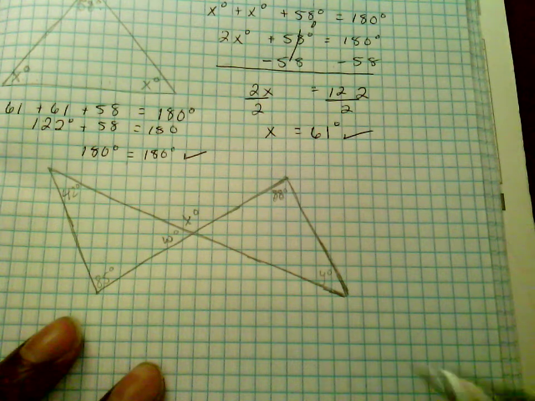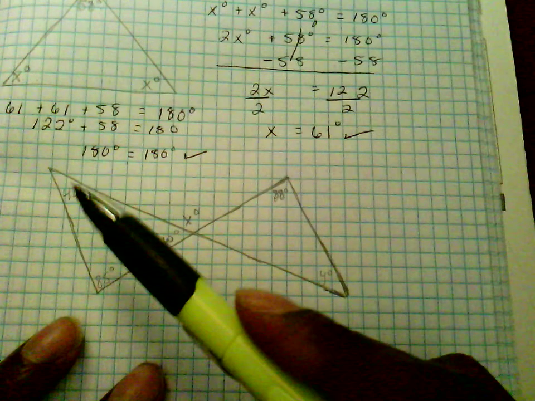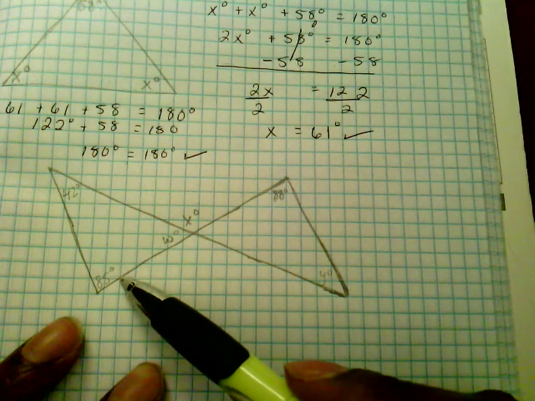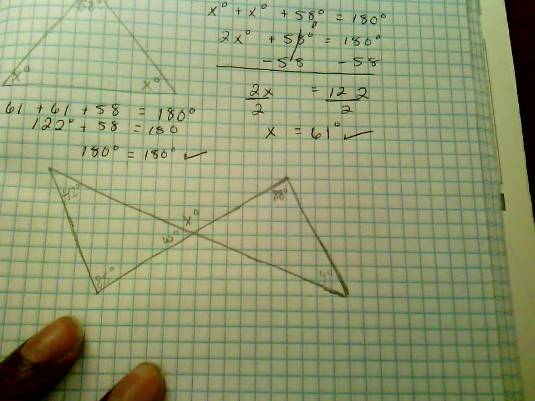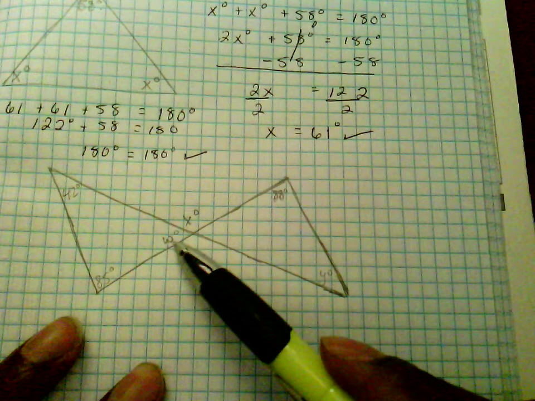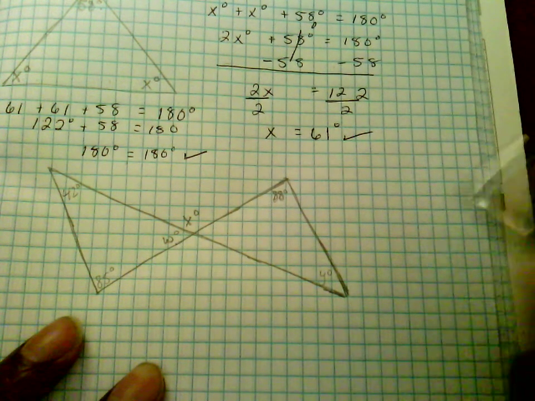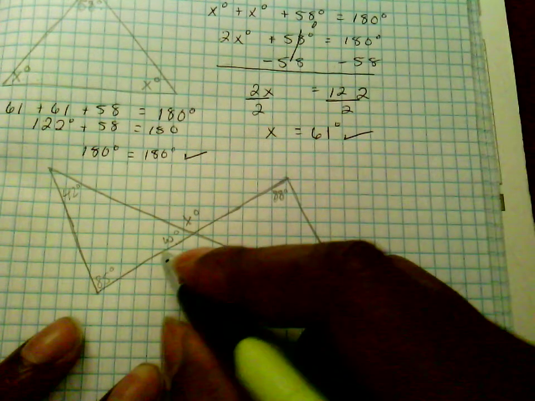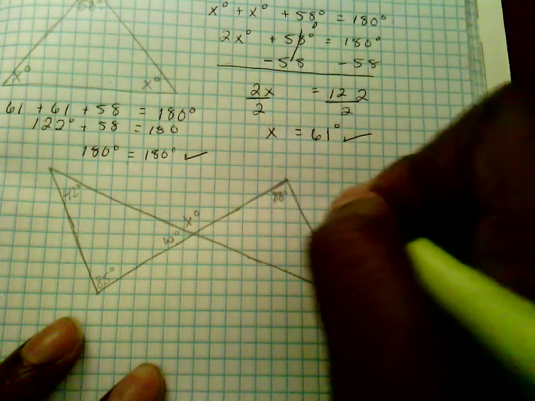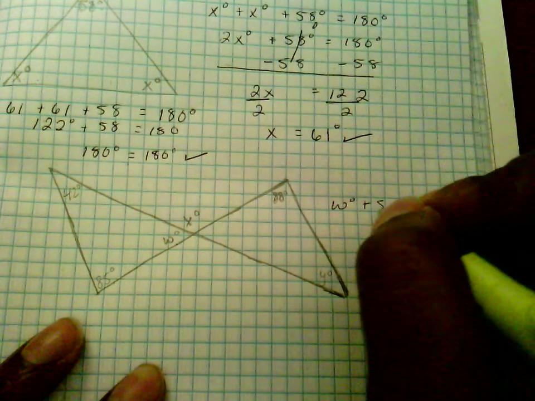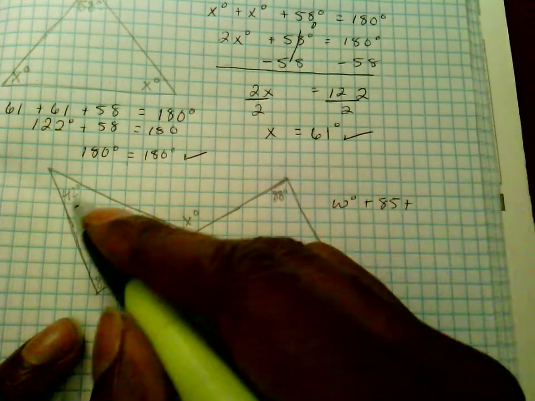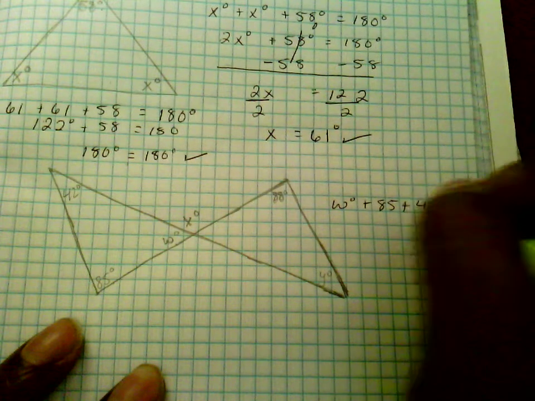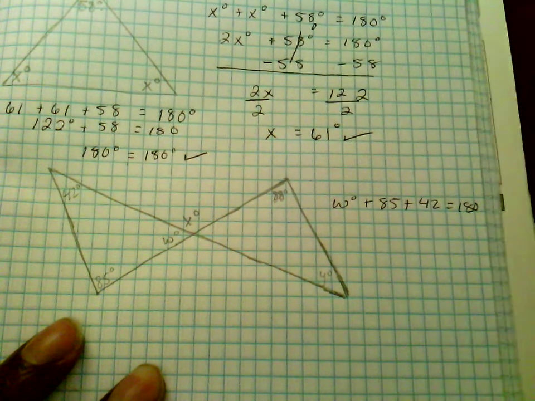So let's begin here where we have two known angles, and we can solve for the third interior angle here by making our equation. Let's start here with W degrees plus 85 plus 42 is equal to 180.